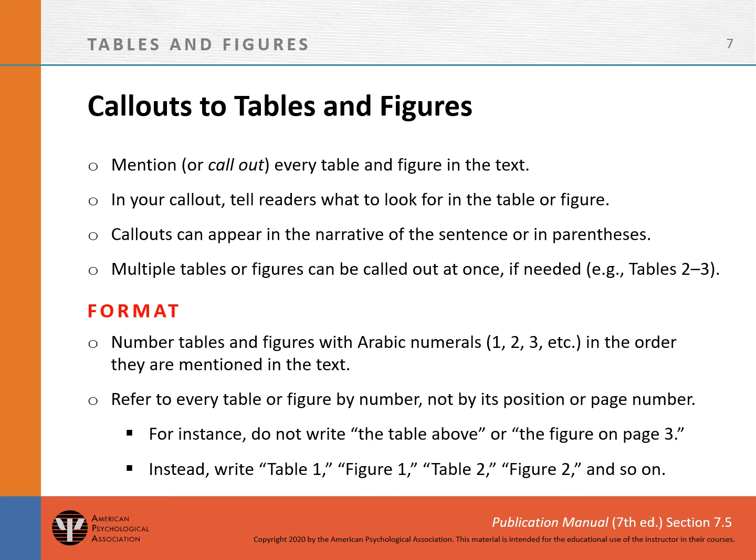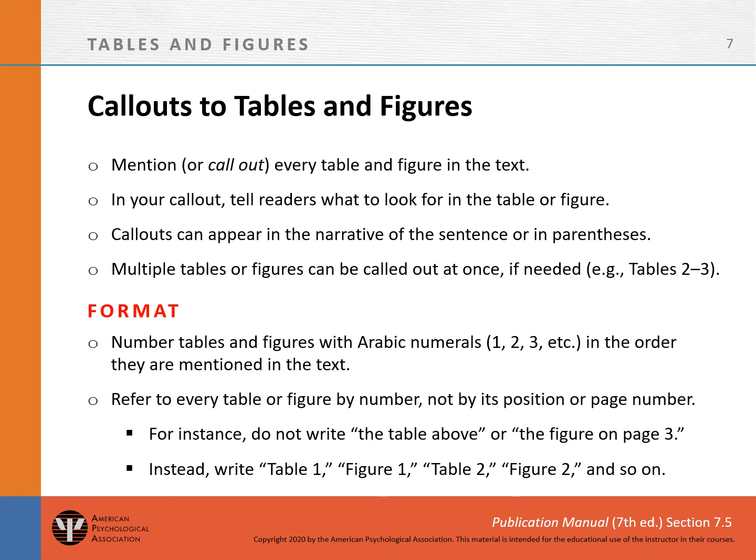Mention or call out every table or figure in the text. In your call-out, tell readers what to look for in the table or figure. Call-outs can be in the narrative of the sentence or in parentheses. Multiple tables or figures can be called out at once if needed to. For example, refer to tables 2 through 3.